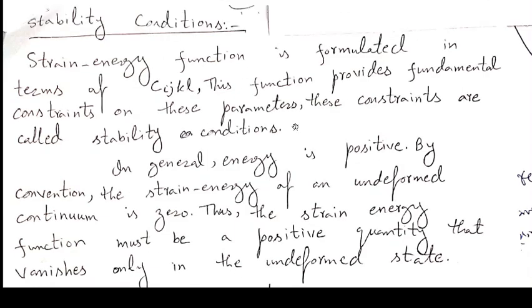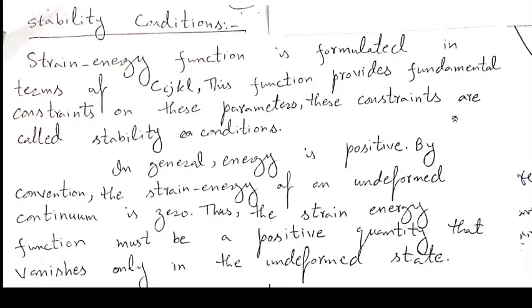Now the stability conditions. We have seen that our strain energy function is formulated in terms of Cijkl. So this strain energy function provides some basic restrictions on these parameters Cijkl, and these restrictions, constraints, are called the stability conditions. Due to this strain energy function, some basic constraints must be followed by this elasticity tensor.